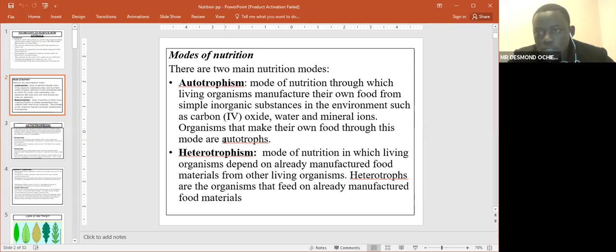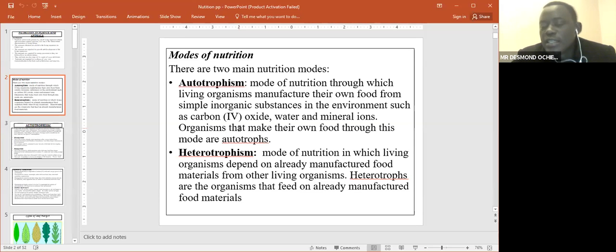I believe you can all see the spelling, autotrophs. So just to make you understand, autotrophism is that mode of nutrition through which living organisms manufacture their own food. The key word to note here is their own food from simple inorganic substances in the environment. And these include carbon dioxide, water, and mineral ions. Organisms that make their own food are referred to as autotrophs.